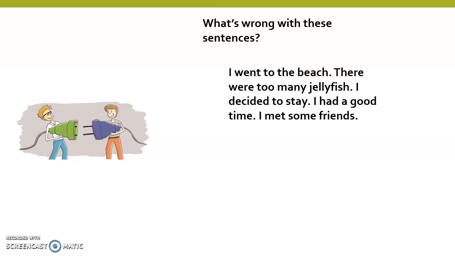We are going to have here an example of some sentences. As you can see, there is something wrong in this paragraph because we only have a sequence of sentences that are not connected at all. Okay, for example, we only have: I went to the beach, there were too many jellyfish, I decided to stay, I had a good time, I met some friends. As you can see, if you read it like that, it is a series of sentences that doesn't have any connection.